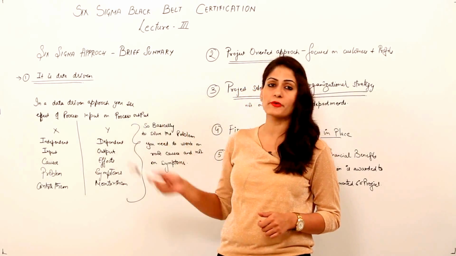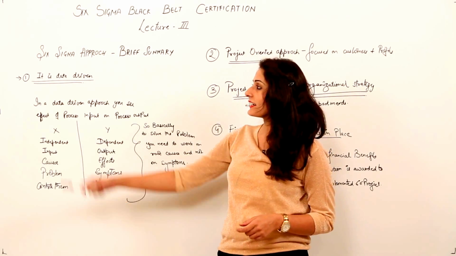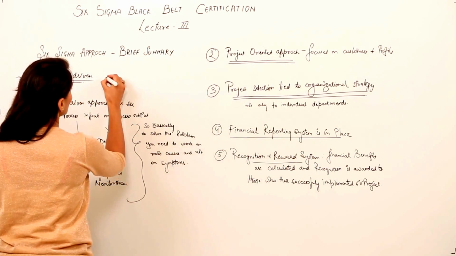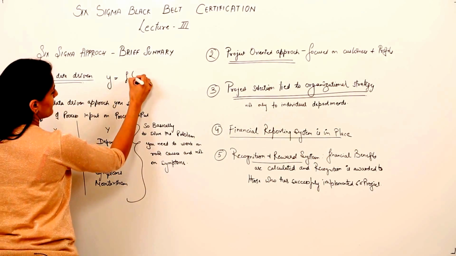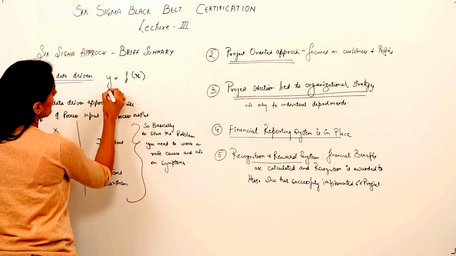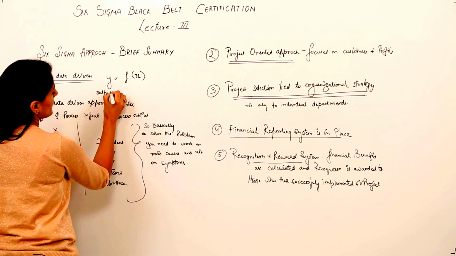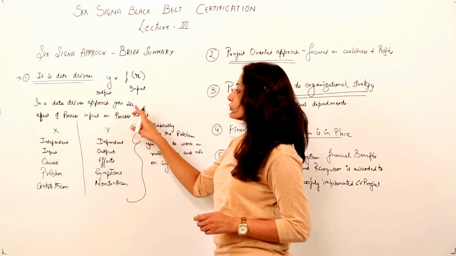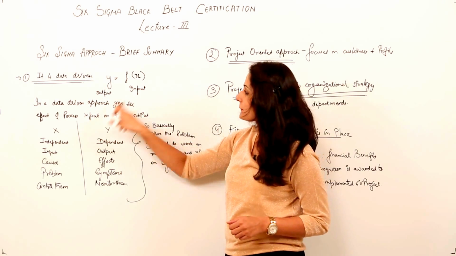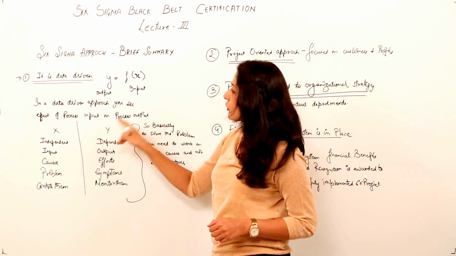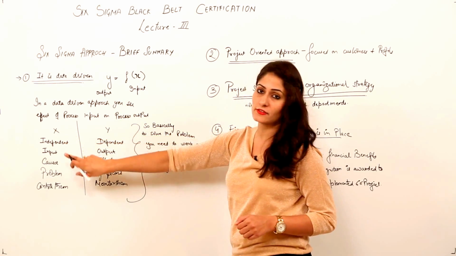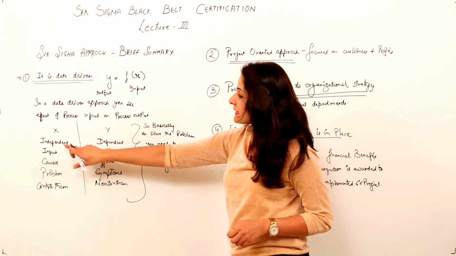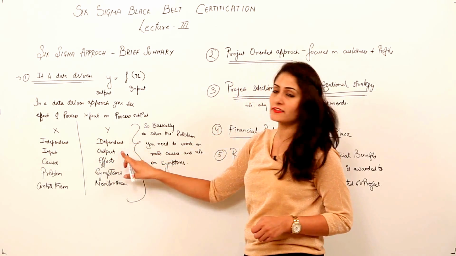Now I would give you a brief summary of the Six Sigma approach. First, it is a data driven approach. For this I will just give you one formula, that is Y = f(X). Y is output and X is input. In a data driven approach, you see the effect of process input on process output. So here, X is always independent but Y is dependent upon X, then X is input and Y is output.